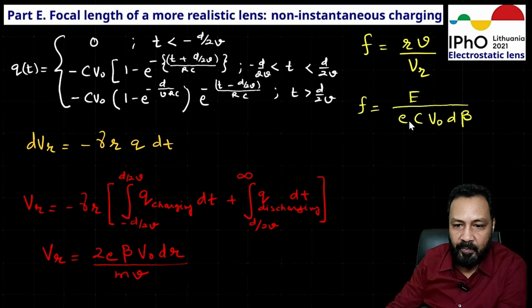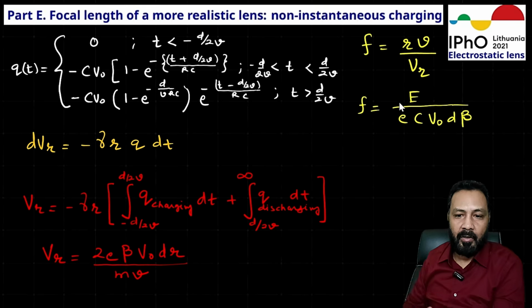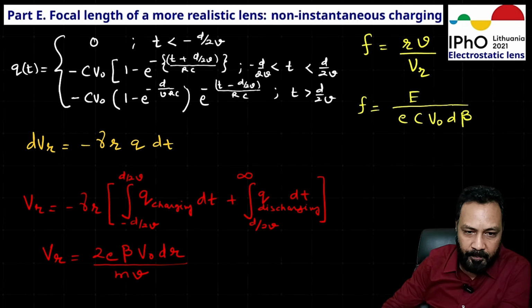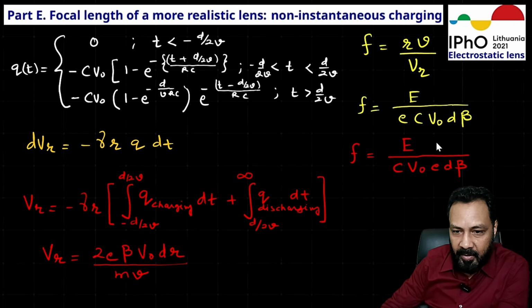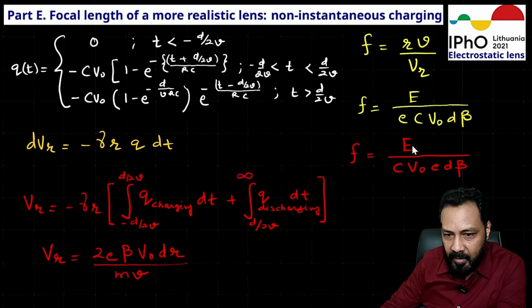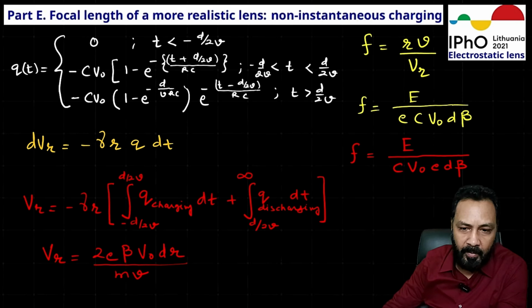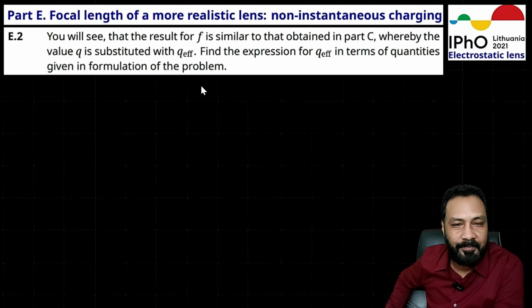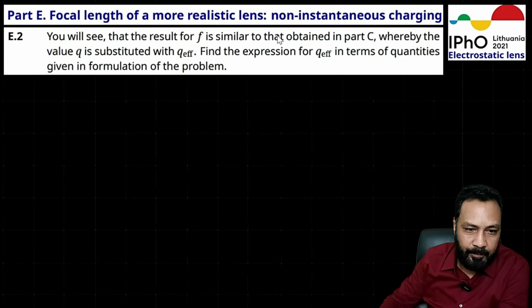F is equal to E. That is the final. So the focal length in this case of a more realistic lens we have obtained. Just simplify that. I think that is the same thing. Okay, E C naught, E d B, same thing. So we obtained this. Now the last part of this paper, this question.